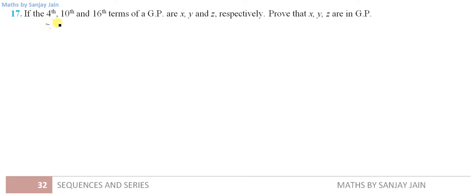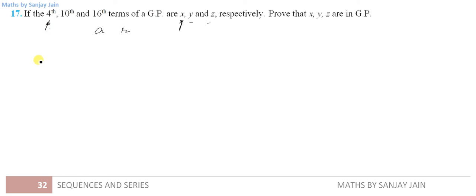If the 4th, 10th and 16th terms of a GP are x, y and z respectively, then prove that x, y, z are in GP. So the 4th term of a GP is x. How do we say that mathematically? I am considering A as the first term and R as the common ratio of that GP.